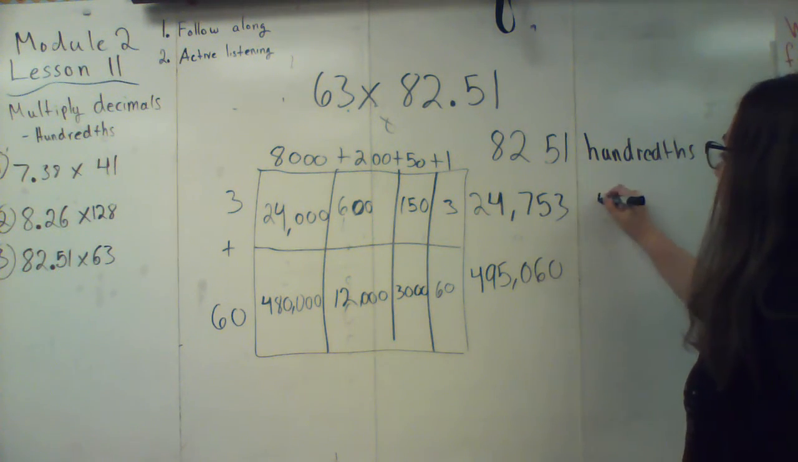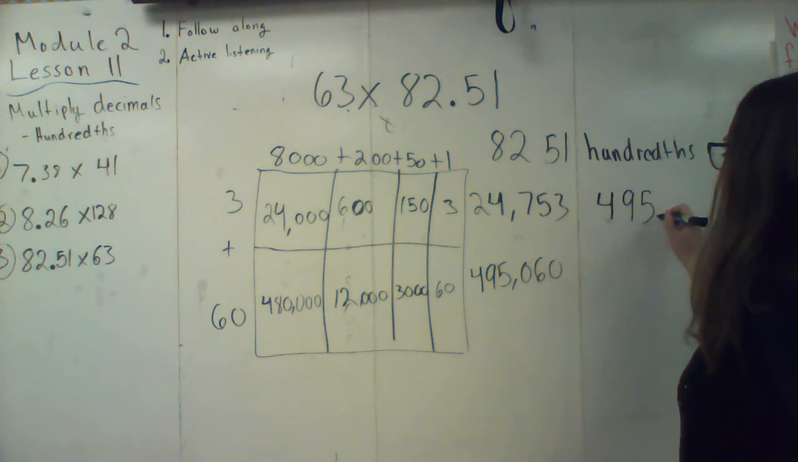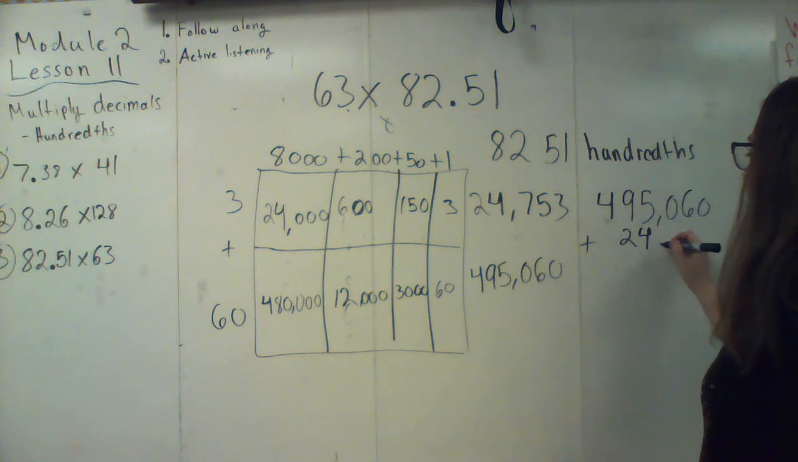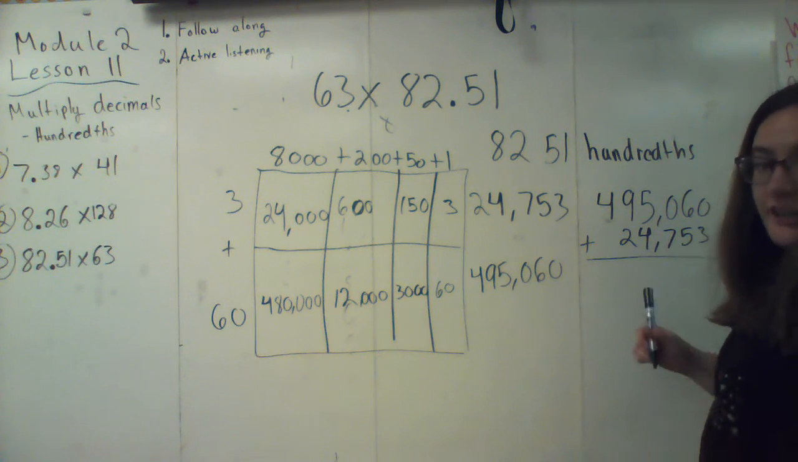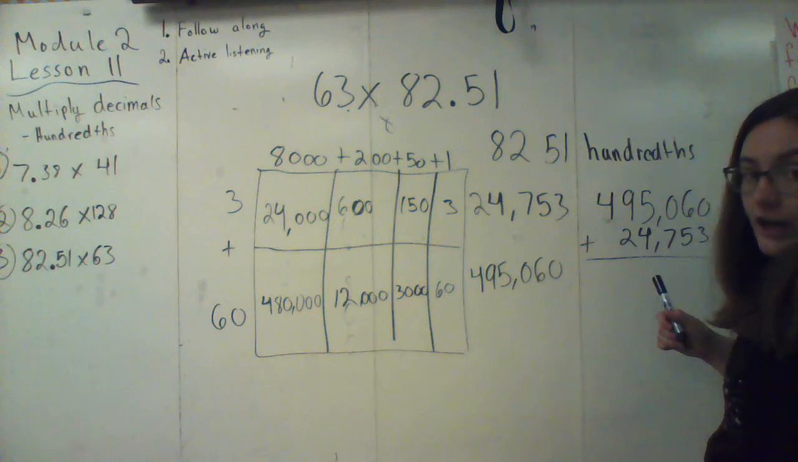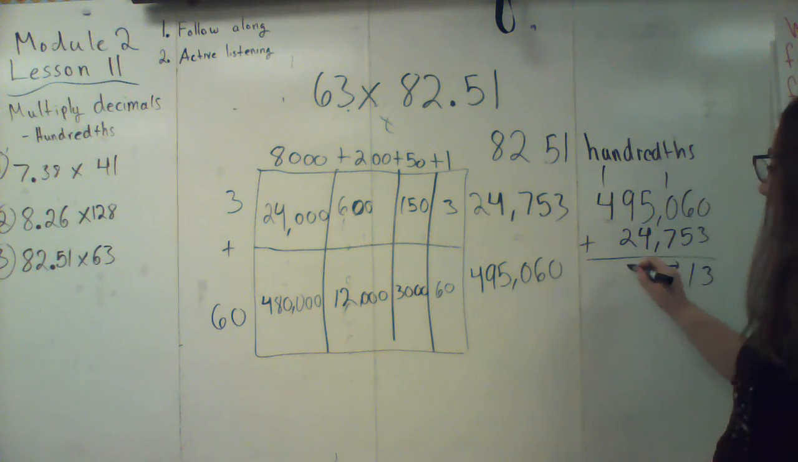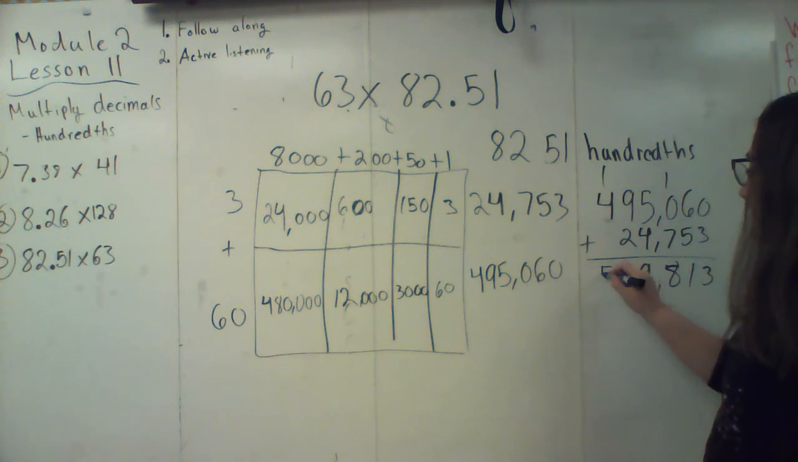So I have 495,060 plus 24,753. Please make sure your place values are lined up. Go ahead and start adding. 0 plus 3 is 3, 6 plus 5 is 11, 1 plus 7 is 8, 5 plus 4 is 9, 9 plus 2 is 11, and 1 plus 4 is 5.